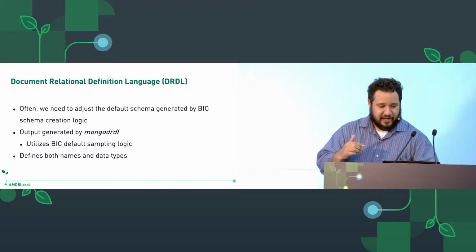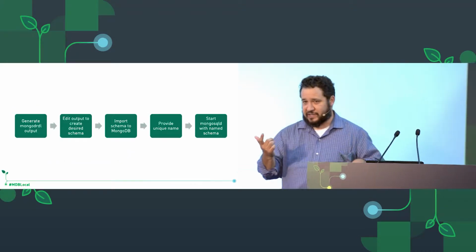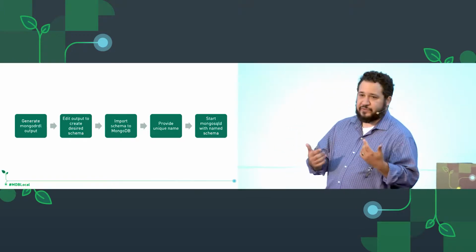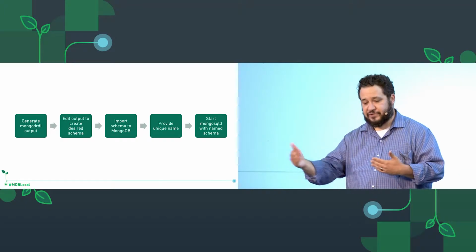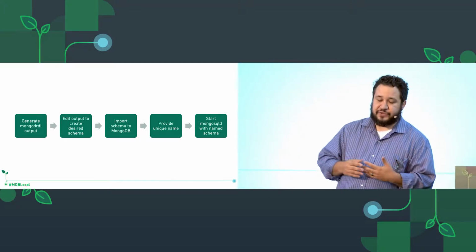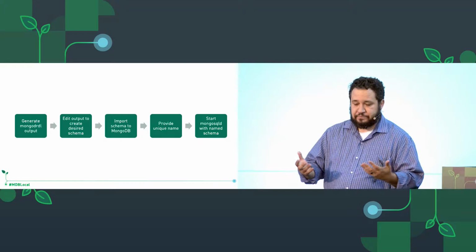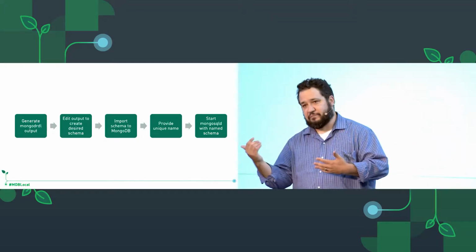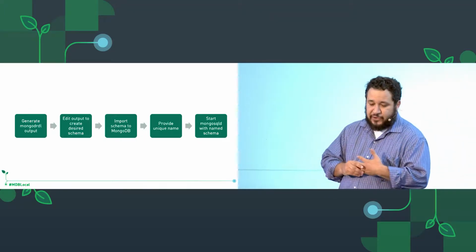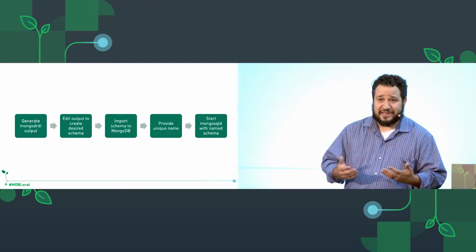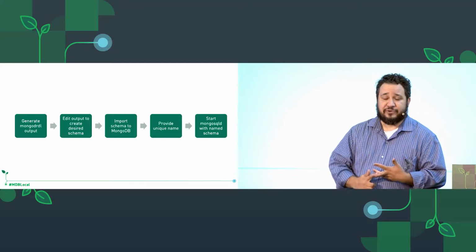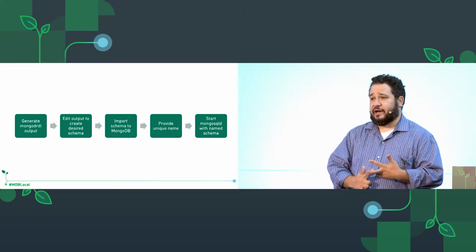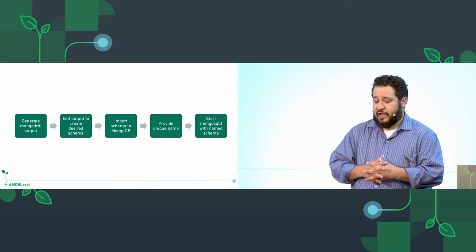So let's take a closer look at what this process looks like. How would you go from the default sampling logic to a custom schema that meets the specific needs of your users? So the first thing you would do is generate MongoDB output. Command line utility, you get that, put it to a file. You edit the output to reflect the desired schema. This means you may be changing data types. Perhaps you're going to apply an aggregation pipeline to create a specific document structure.